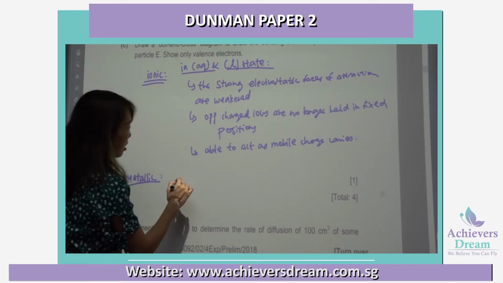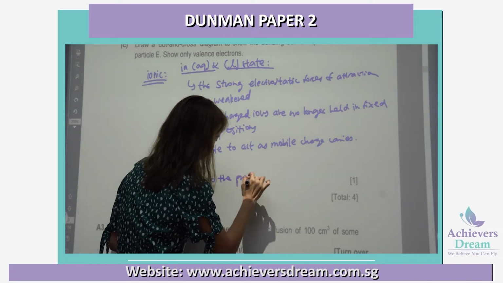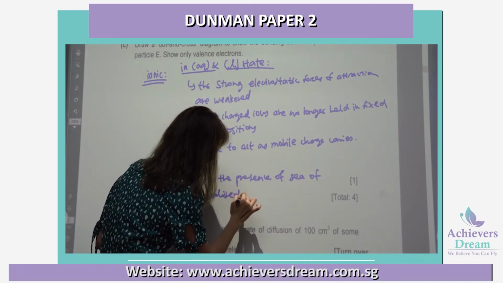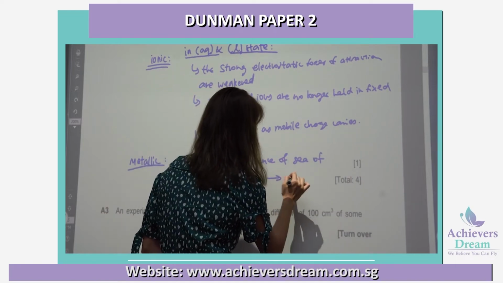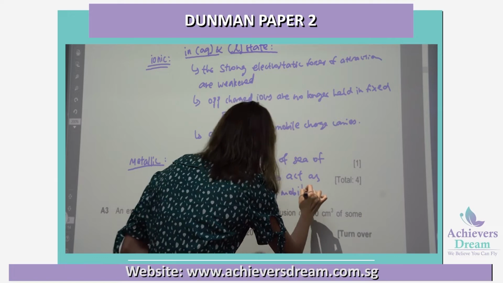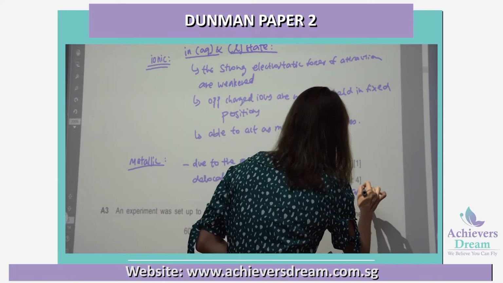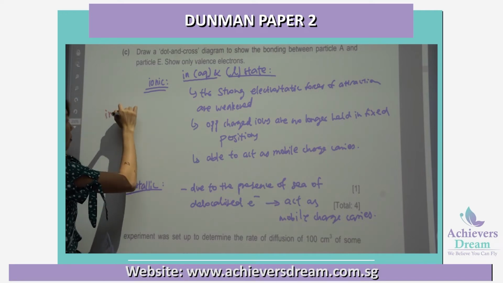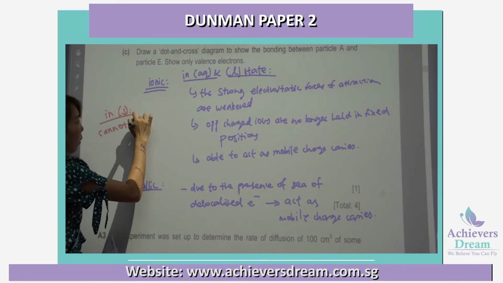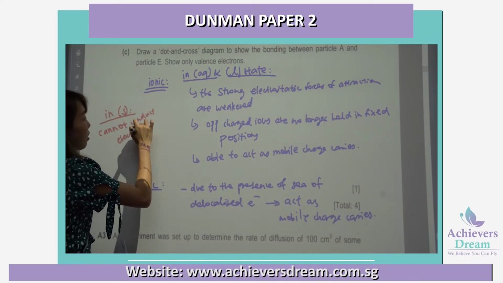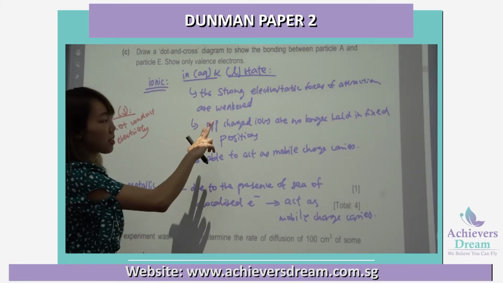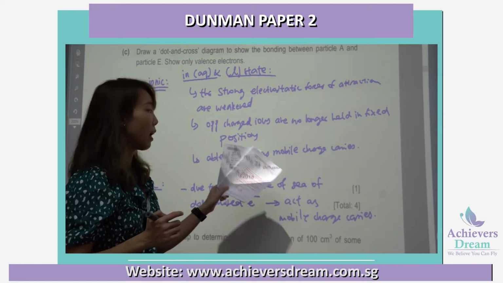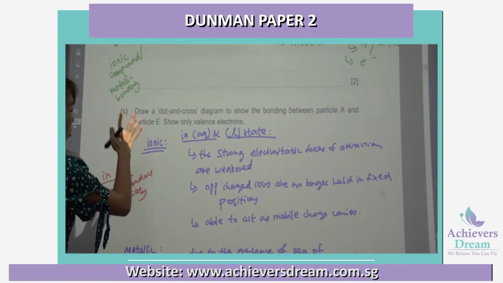Why can they conduct electricity? It is due to the presence of your sea of delocalized electrons that is able to act as mobile charge carriers. Okay? Then recall for ionic compounds, in the solid state, it cannot conduct electricity. Why? Because in the solid state, the strong electrostatic forces of attraction will keep your oppositely charged ions held in fixed position, correct? So they can't move about freely, so they are unable to act as mobile charge carriers. Okay? So this one is just revision.